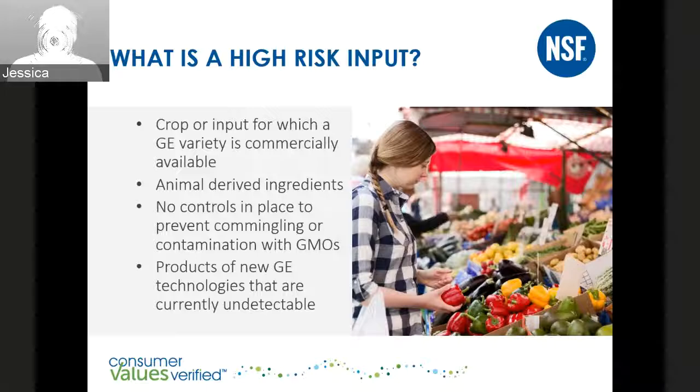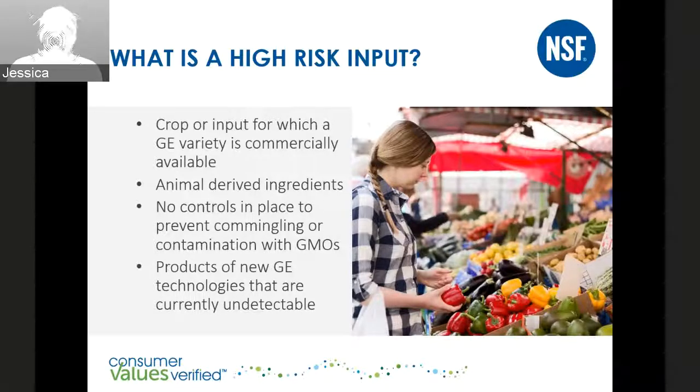Second, a verified non-GMO variety of a high-risk input is still considered high risk if it originates from a facility that is engaged in parallel production and that supplier does not have controls in place to prevent commingling.